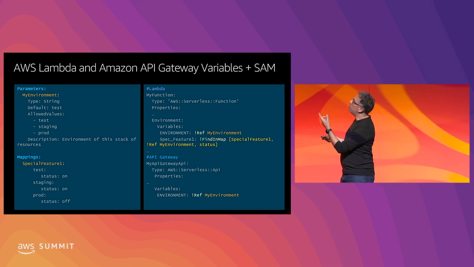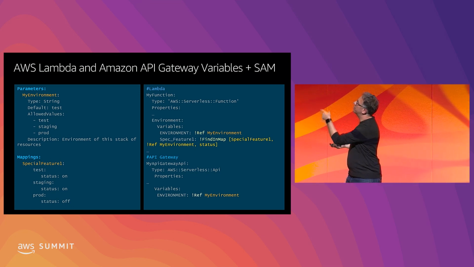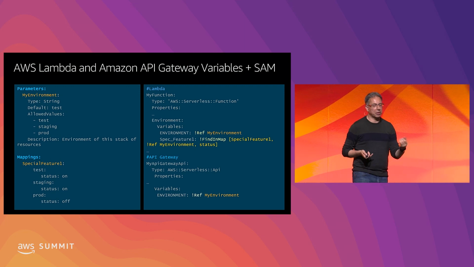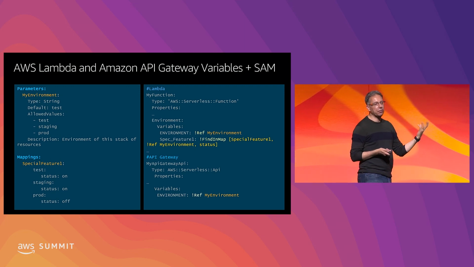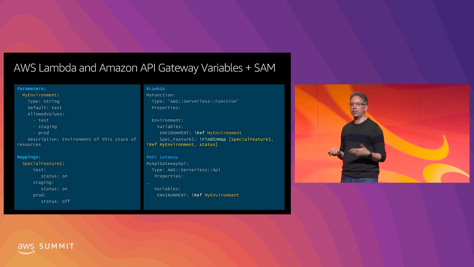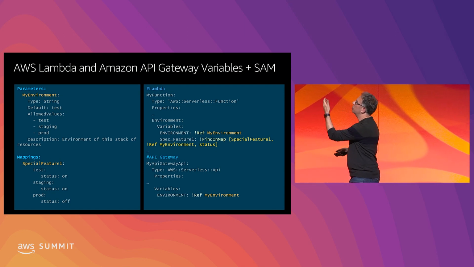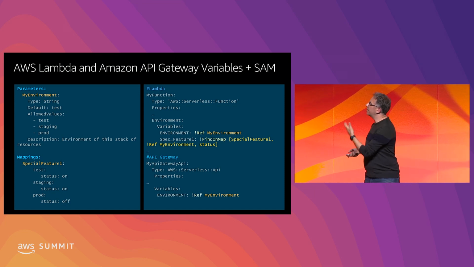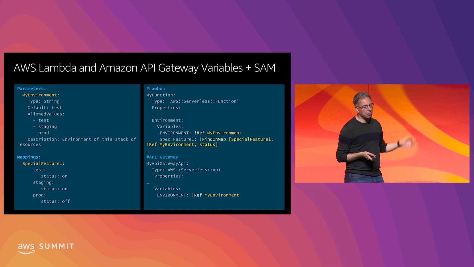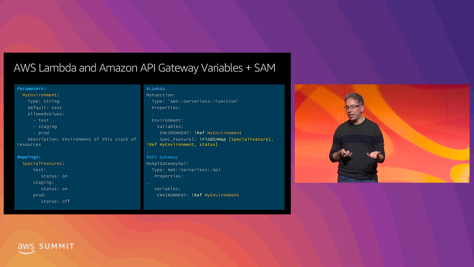And then I have a mapping. A mapping can map each of these environments with different features. In this case, I'm using a feature flag. So maybe I'm building a new special feature for my product. And I want this special feature to be with status on only in test and staging, and to be off when it's deployed in production for now.